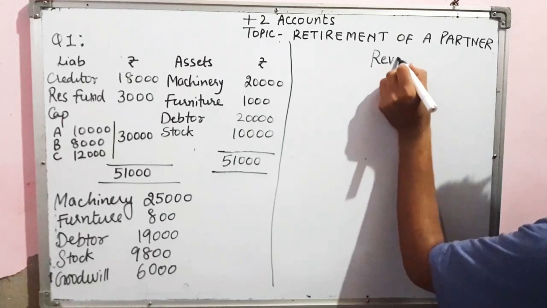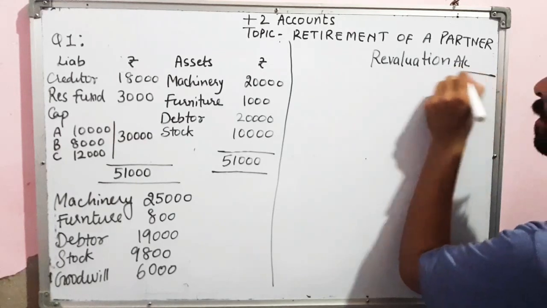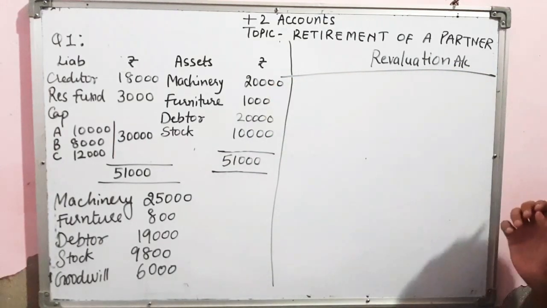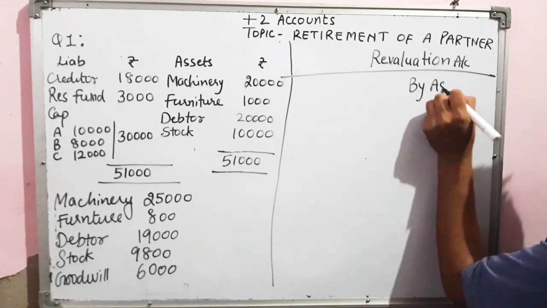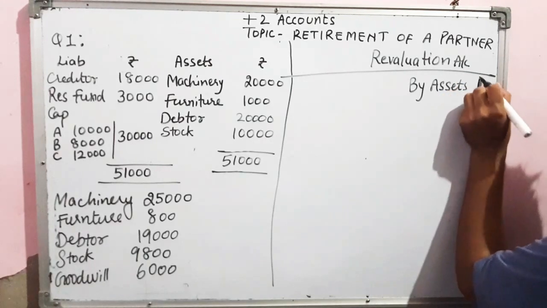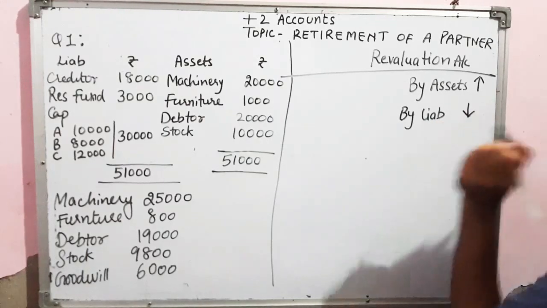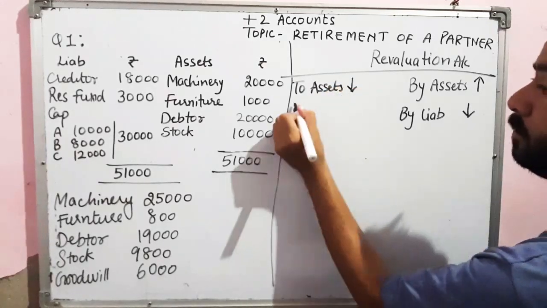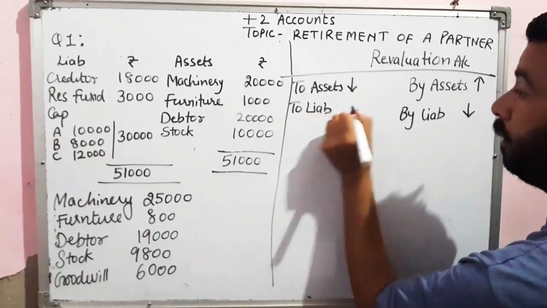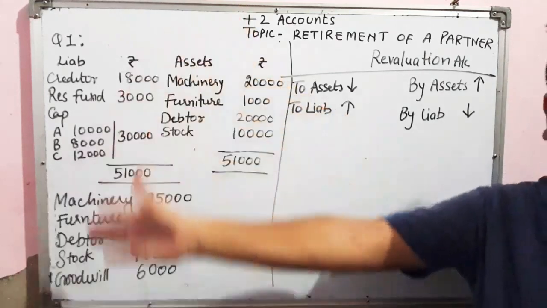The first step is to make the revaluation account. So on this side, we will prepare the revaluation account. The formula is: by asset if increase, by liability if decrease, to asset if decrease, to liability if increase. So by following these methods, we will make the revaluation account of this problem.